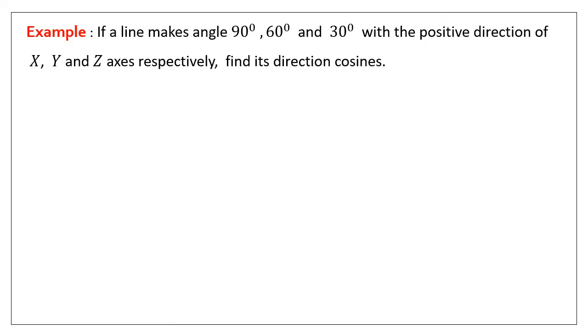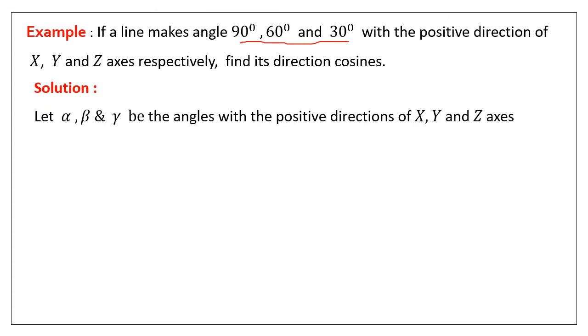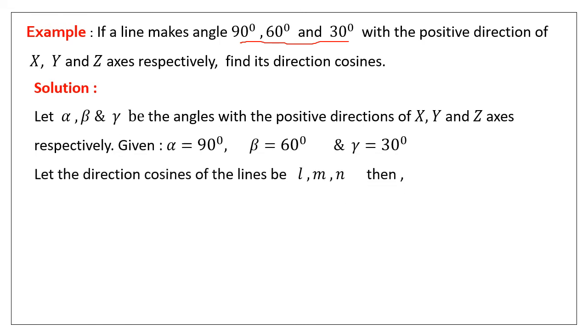We will see examples on direction angles and direction ratios. First example, if a line makes angle 90 degree, 60 degree and 30 degree with the positive direction of x, y and z axis respectively, find its direction cosines. Solution: let alpha, beta, gamma be the angles with the positive directions of x, y and z axis respectively. Let the direction cosines of the given line be L, M and N. Then we know L is equal to cos alpha, M is equal to cos beta and N equals cos gamma.